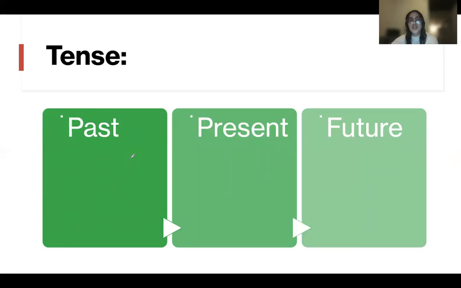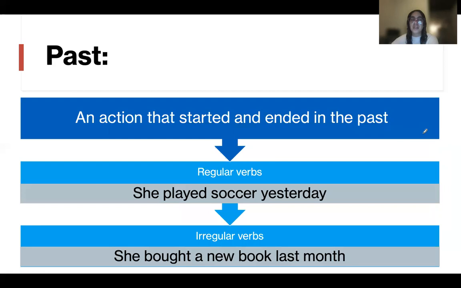So let's continue to the second part of the grammatical devices, which is tense. In this case, we focus on the time of the verb. So for that reason, we can be talking about the past tense, the present tense, or the future tense. Let's start with the first one.